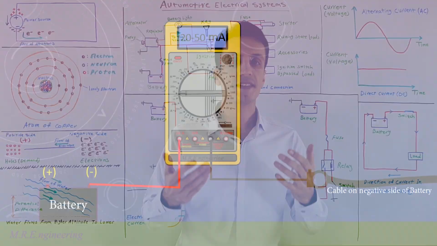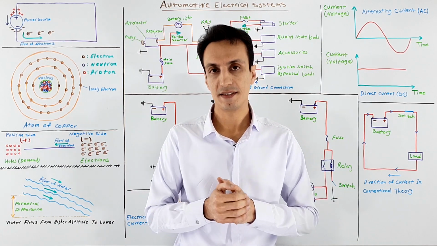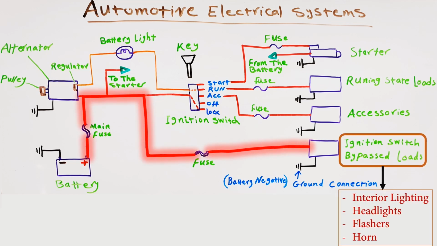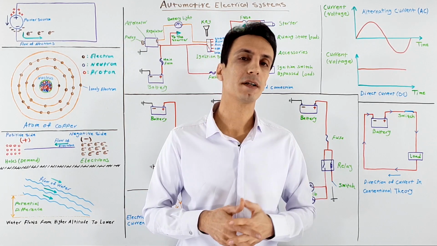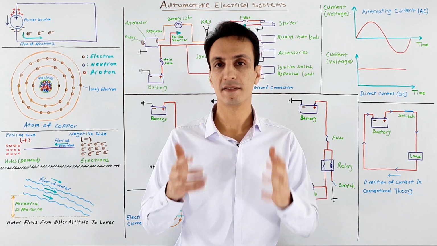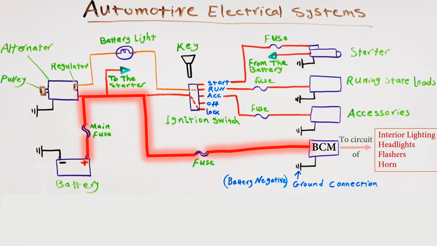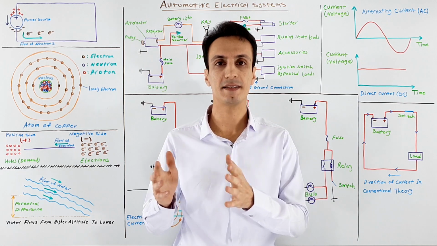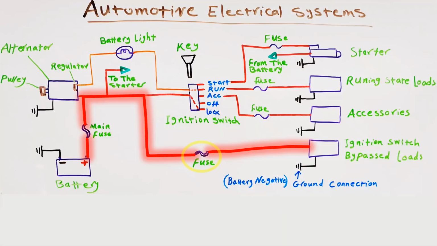Now, when you are sitting in the car and before you insert the key inside the ignition switch, some systems are active and can be operated. These systems are like interior lighting, headlights, flashers, and the horn. In modern cars, these systems get activated by relays that are controlled by an ECU called the Main Body Control Module, or BCM. Now we can say that these systems don't have the ignition switch in their circuits, but they are always protected by at least one fusible link after the battery.